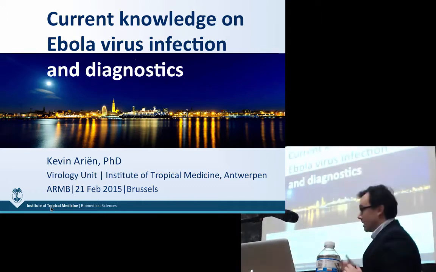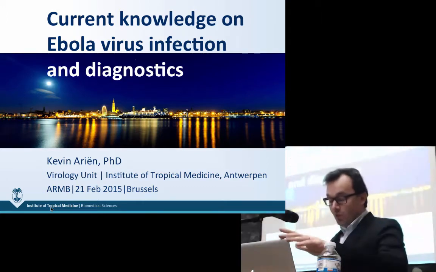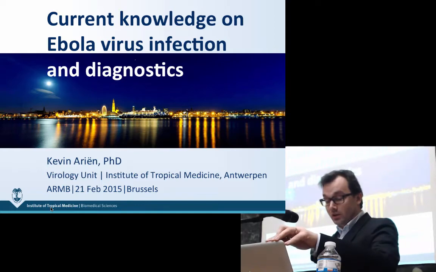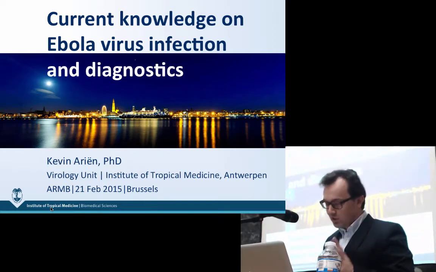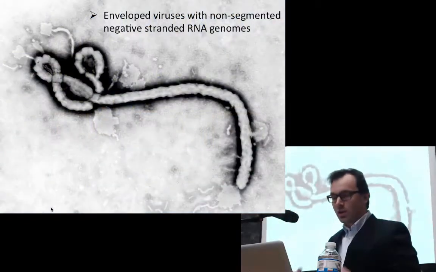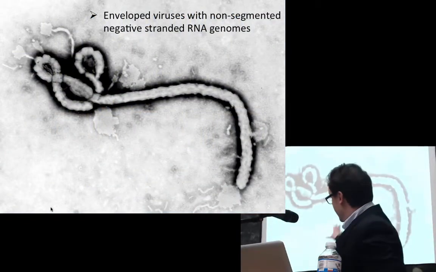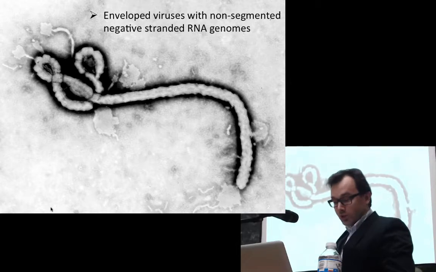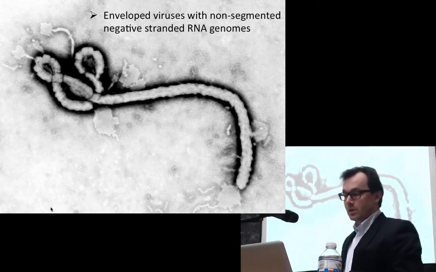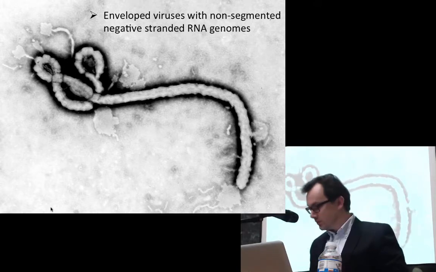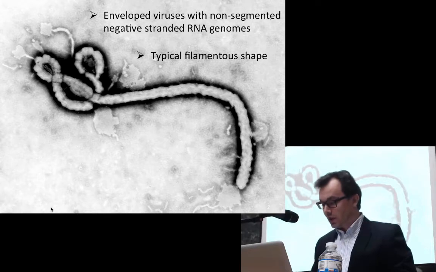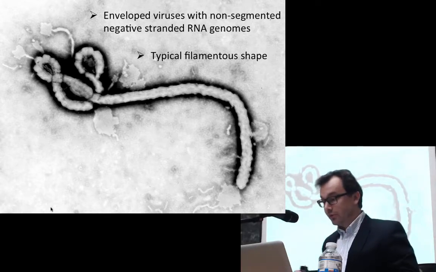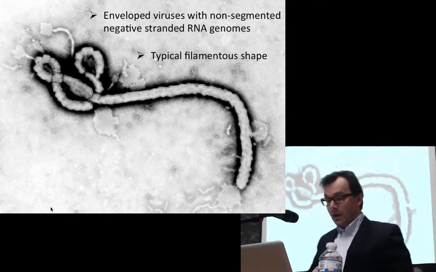So, I will talk to you about what we currently know about Ebola virus and about diagnostics. I could talk about HIV as well, but I'll do that another time. So, this is basically one of the old images that everybody knows. So Ebola is an enveloped virus, and it has a negative stranded RNA genome. Many viruses have these RNA genomes, and it has this typical filamentous shape.